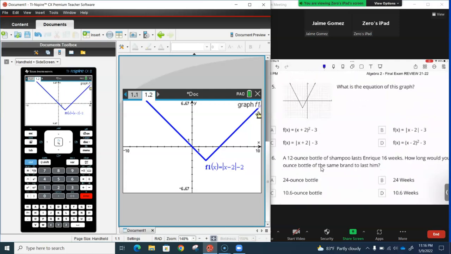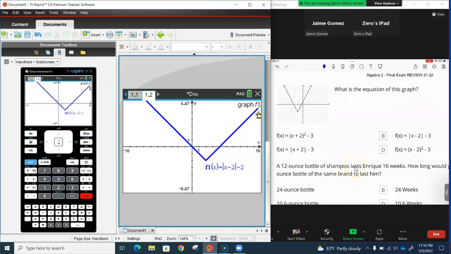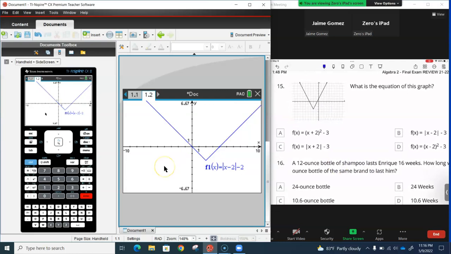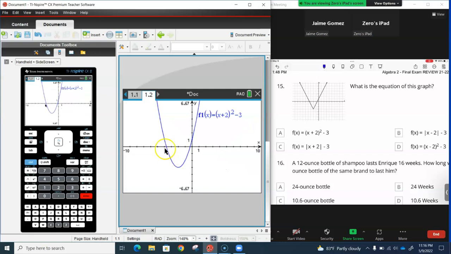One more with the calculator to help us. So I'm going to do letter A first. Parentheses x plus 2 squared, and then minus 3. It looks like it, right? But this one's a U, and we have a V. So then A is wrong. I don't need a U, I want a V. So then tab up.